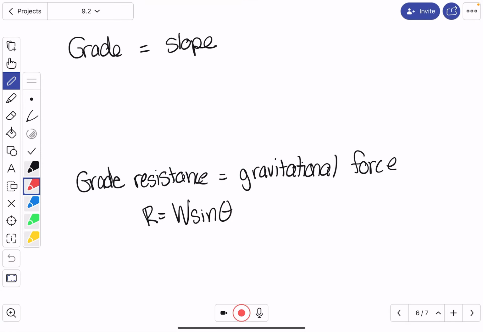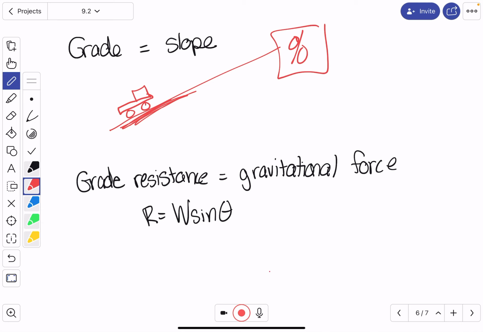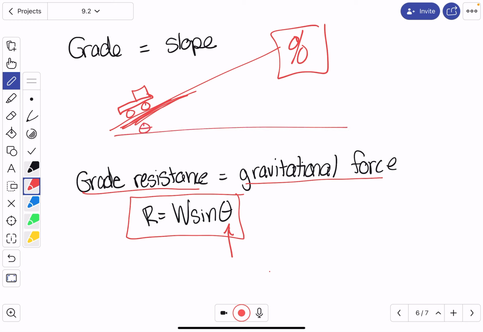The grade is the slope of a hill. So if you have a hill with a truck on it, me and my wonderful artistic skills, the steepness of that hill is the grade. And it's written in a percent. So if you've ever heard like that road is 7% grade, that means it's 7% steepness. To find the grade resistance or the gravitational force, so gravity versus the weight, you're going to use this equation. So the angle would be the angle the ground and the hill make. W is going to be the weight of the vehicle on the hill, and then R is your resistance.